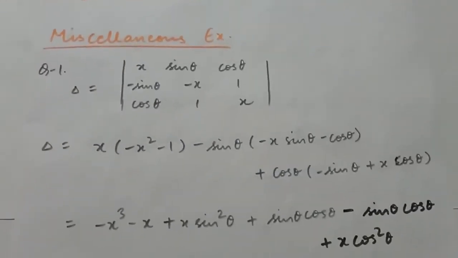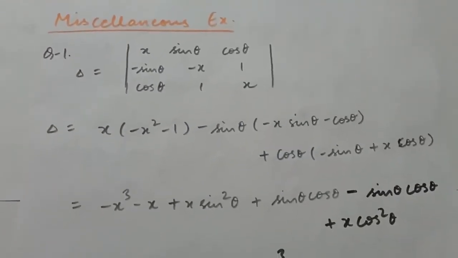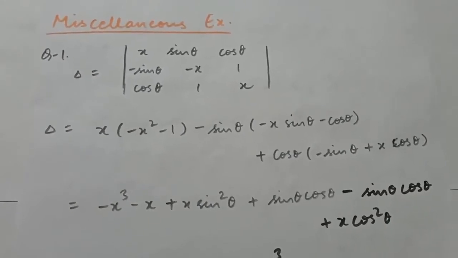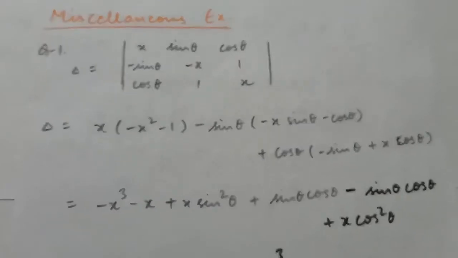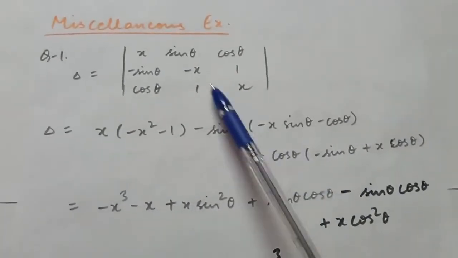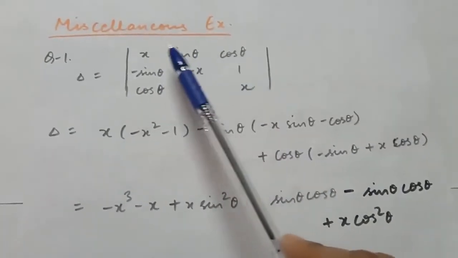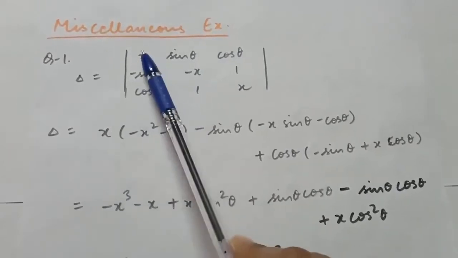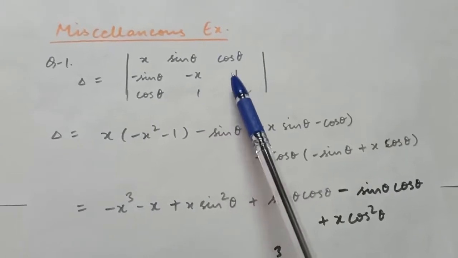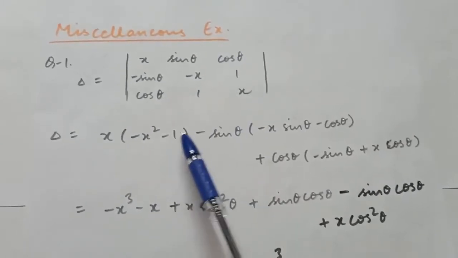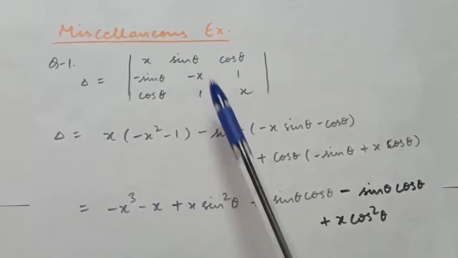Today we will discuss the solutions of miscellaneous exercise. So question first is, you have to show that this determinant is independent of theta. So solve this determinant along the first row, then you will get x. Now leave this first column and first row. So minus x square minus 1 minus sin theta.